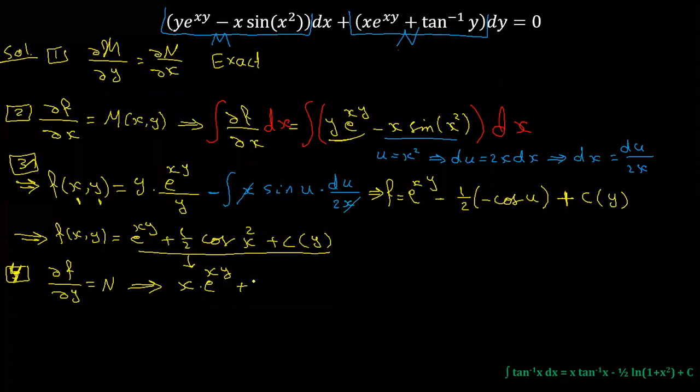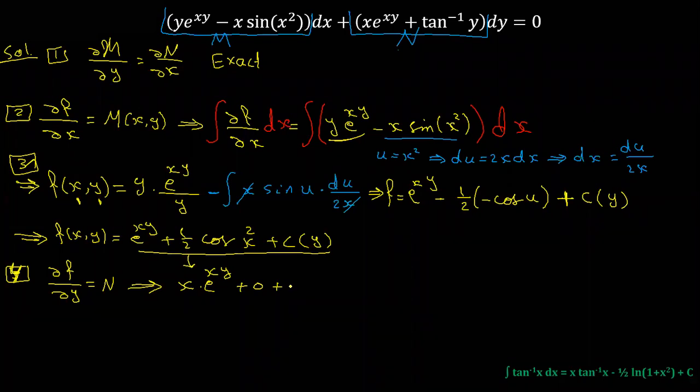It is the differentiation of cosine x squared with respect to y. Don't forget, when you differentiate with respect to y, that means x is constant. So it is 0. Yes, you are right. Continue, please. What is the differentiation of c(y) with respect to y? C? I'm not sure.